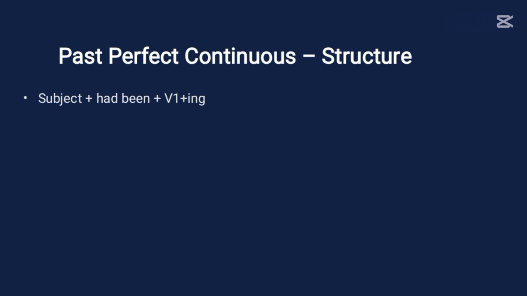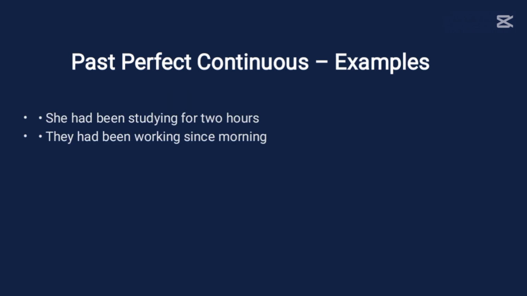Its structure for negative sentences is subject plus had not been plus first form of verb plus ing, and its structure for interrogative sentences is had plus subject plus been plus first form of verb plus ing. Past perfect continuous always focuses on duration. Examples of past perfect continuous are: the first one is she had been studying for 2 hours, the second one is they had been working since morning.